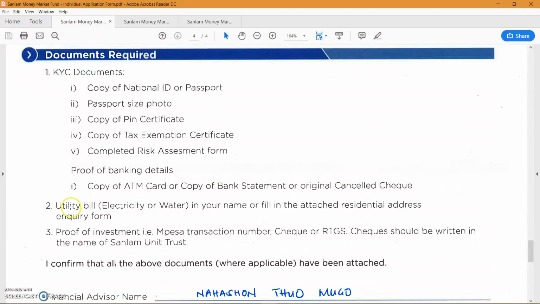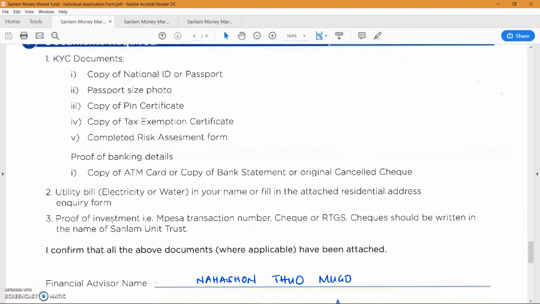The next thing you need is the utility bill. Again, this is to help Sanlam identify you as a genuine person. And if you don't have a utility bill, then you'd complete the residential address inquiry form, which again we'll cover in a separate video. And then for your account to be opened, again you'll need the proof of investment. That can be the M-Pesa transaction number if you elected to use M-Pesa, the check, or an RTGS.